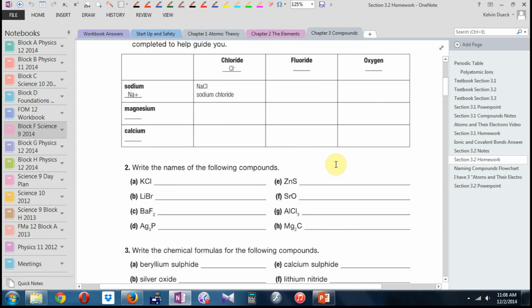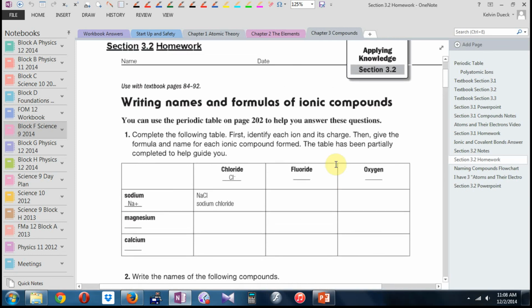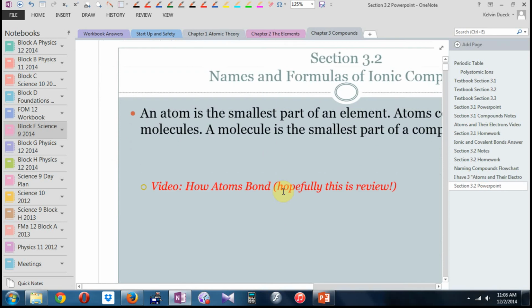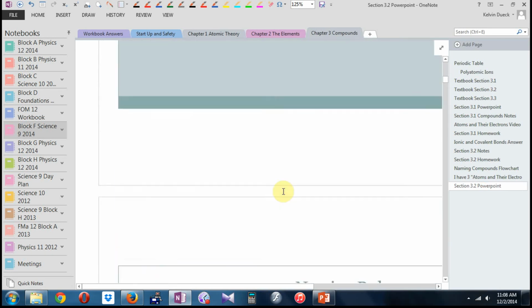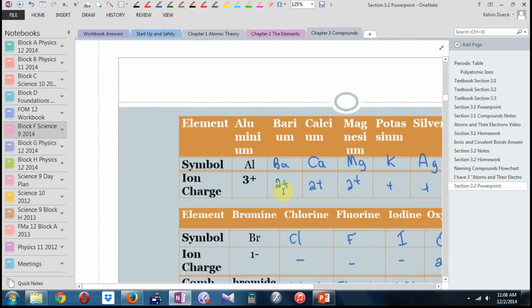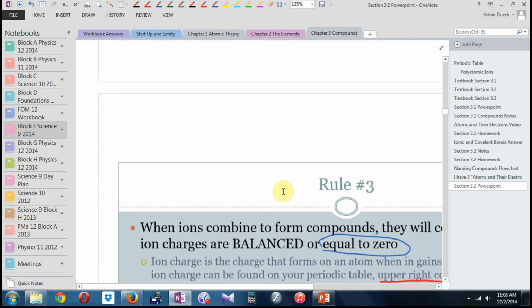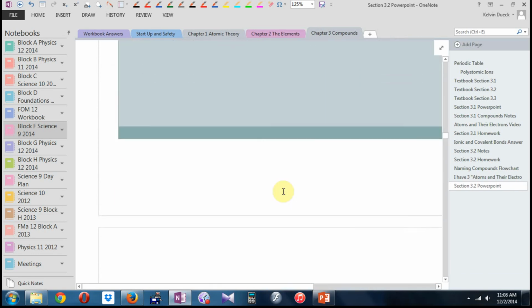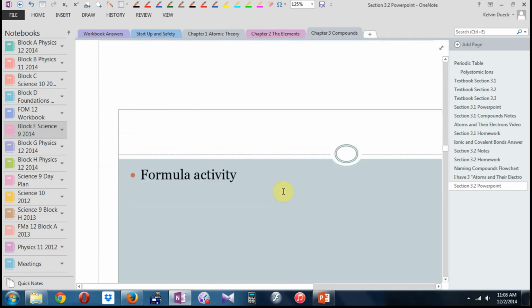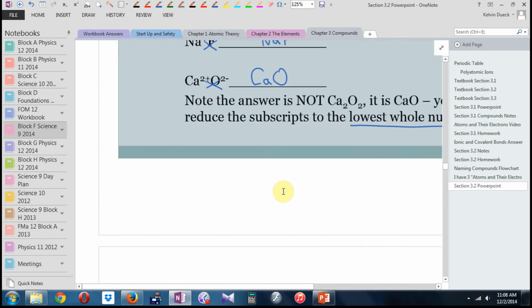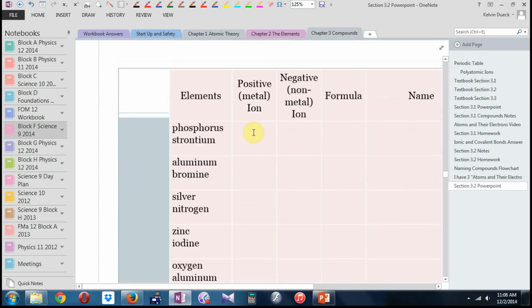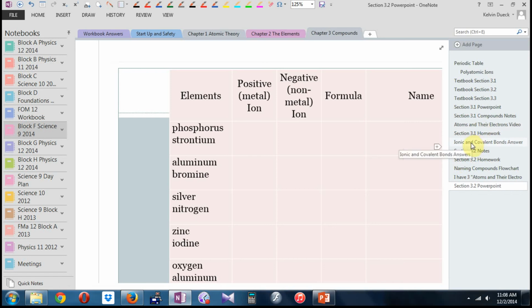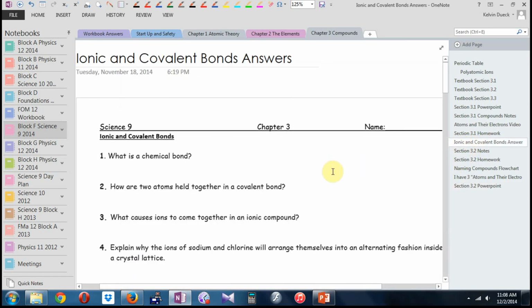So for homework, front page of this, and finish off question 6 from your notes. I'll go over the answers to that at the beginning of class. Also, I will go over the answers to ionic and covalent bond. This one here. Okay.